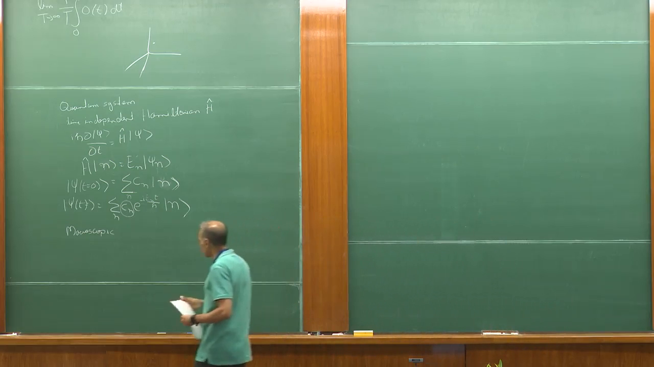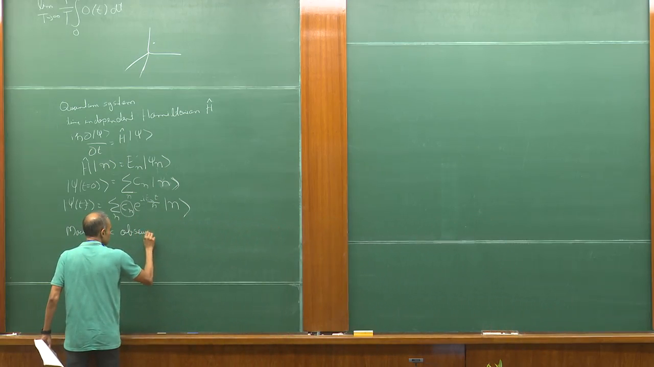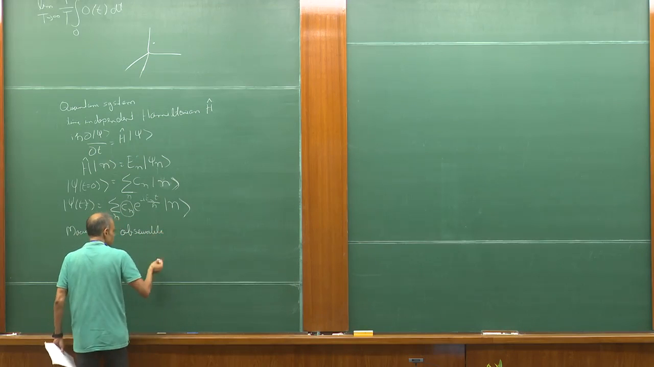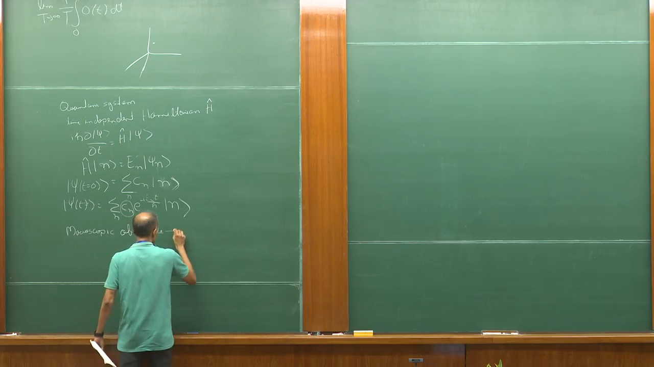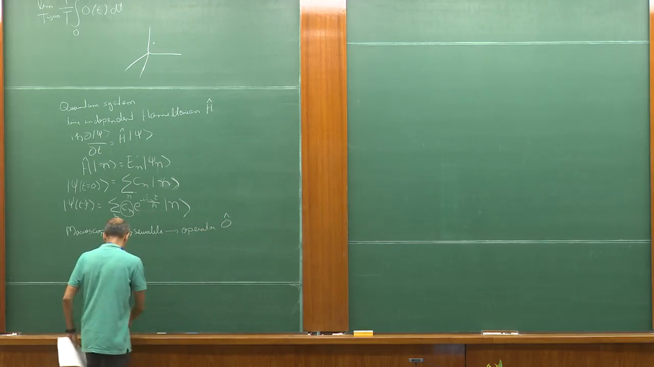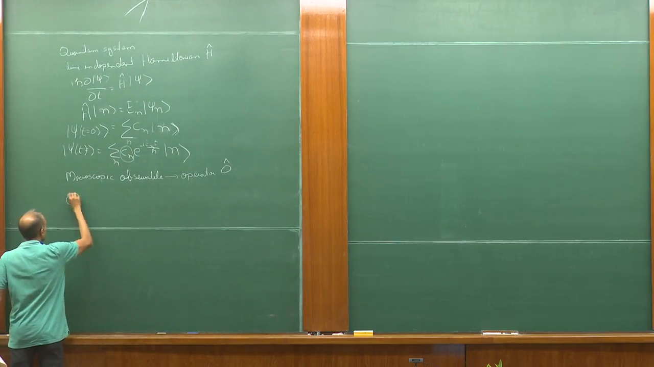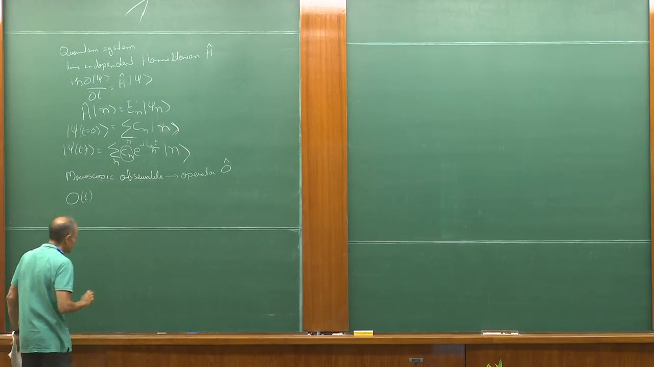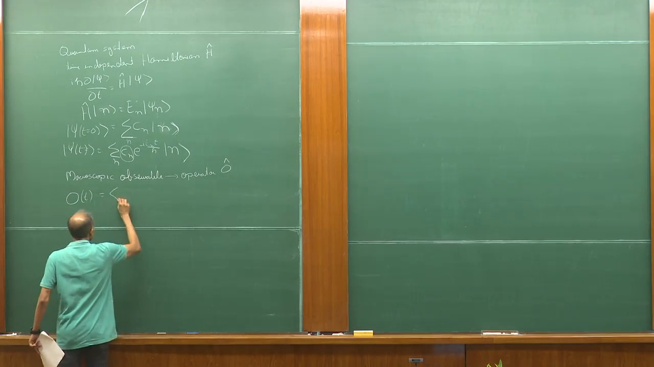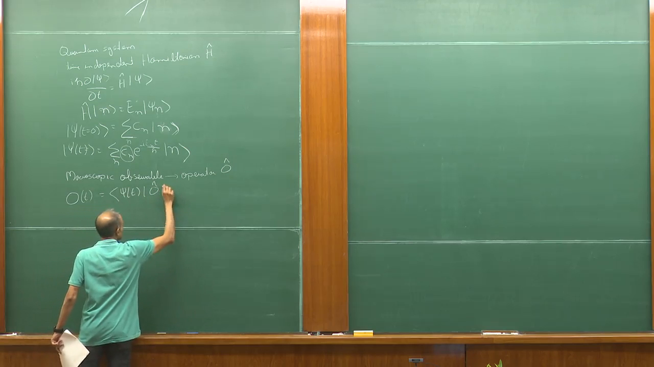And so the macroscopic observable corresponds to some operator O hat. And so you can ask about the expectation value of O hat at time t, which is O of t, which is nothing but this quantity.